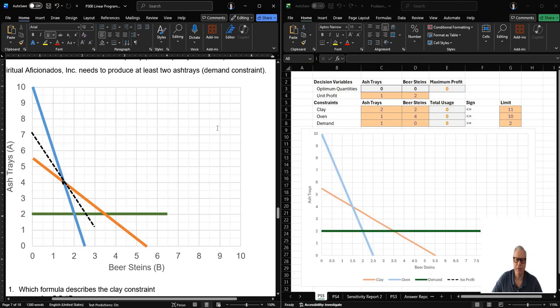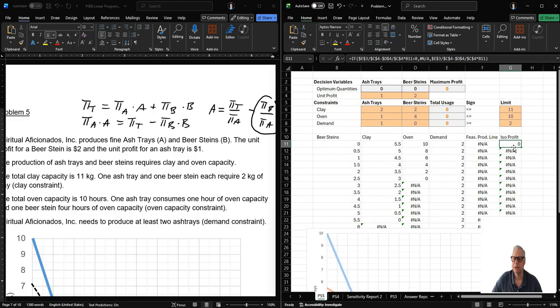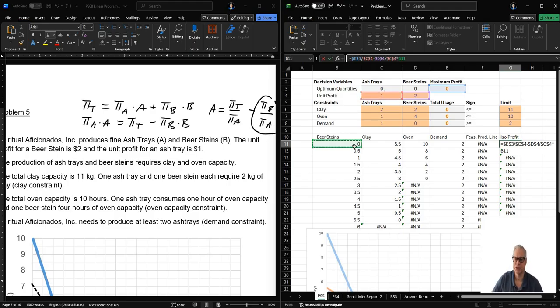Okay, so let's do the same thing also quickly in Excel. So let's rewrite the ISO profit line. So the ISO profit line is the total profit, which we pick up from the Excel solver solution. Then we divide by the unit profit of ashtray, so that's F4, minus the ratio of the unit profit of the beer steins to the unit profit of the ashtrays times 0.